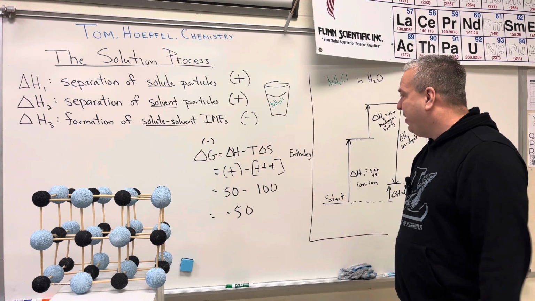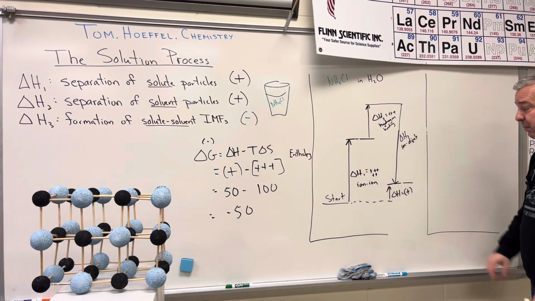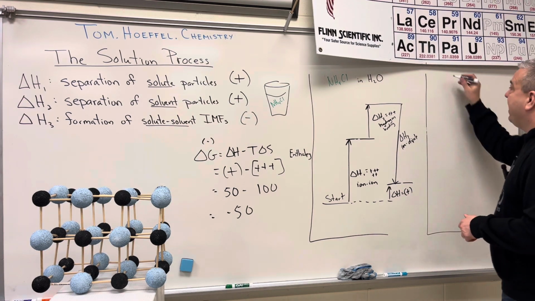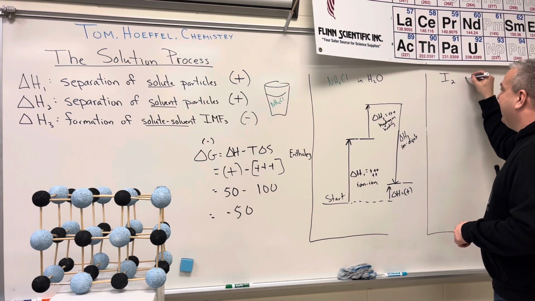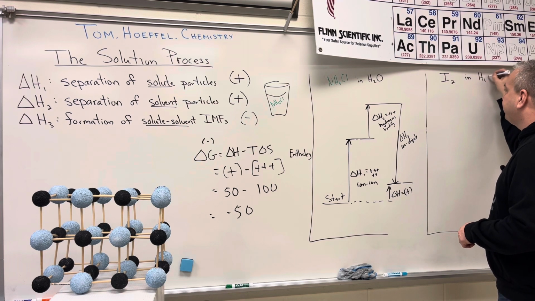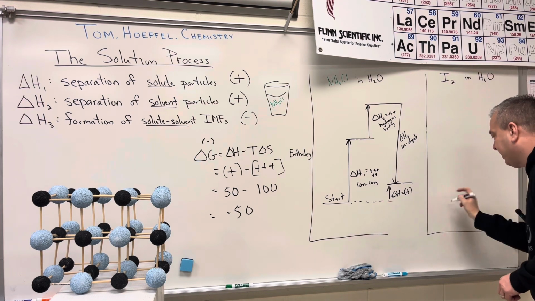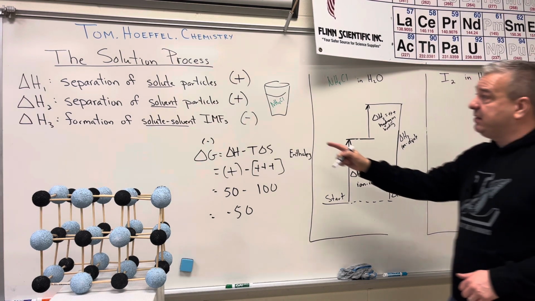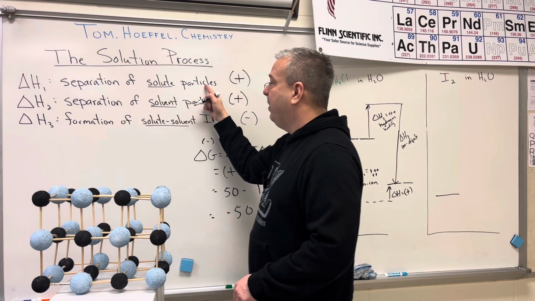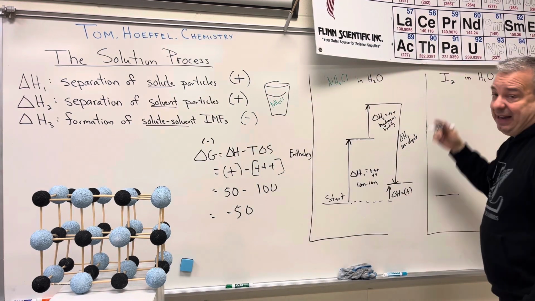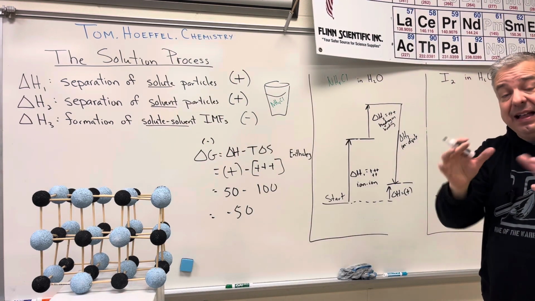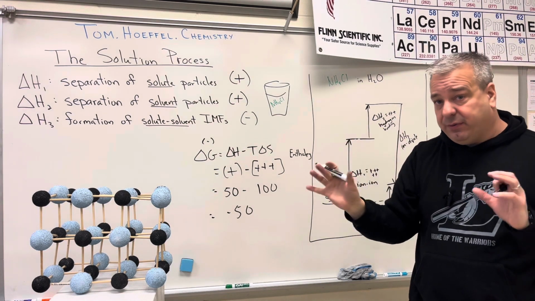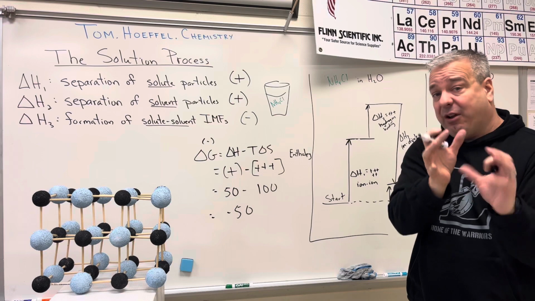Okay, so let's talk about something that doesn't take place because the enthalpy value is just too large. And that would be something like iodine in water. So let's say we're going to start at the same place, kind of like right here. The first thing is we have to separate the solute particles. Well, iodine, if you don't know anything about it, is nonpolar. It has no positive or negative side to it. So there's not a whole lot of attraction.